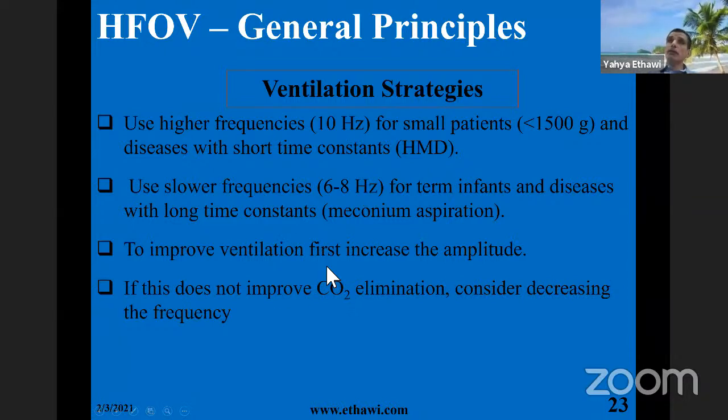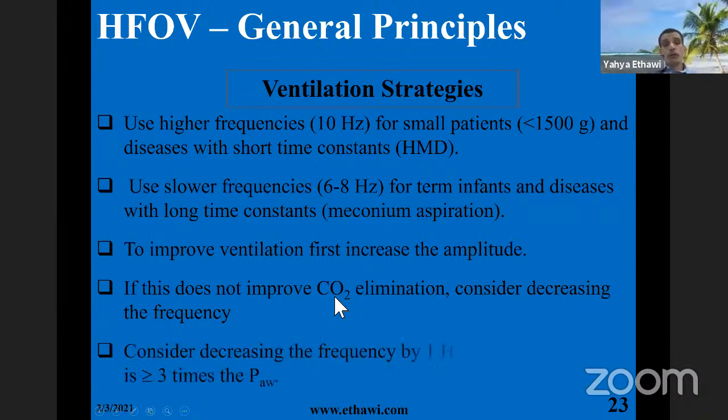If we increase amplitude and we cannot achieve CO2 elimination, we have to decrease the frequency. Once we reach an amplitude that is triple the size of the map, you need to drop the frequency by 1.